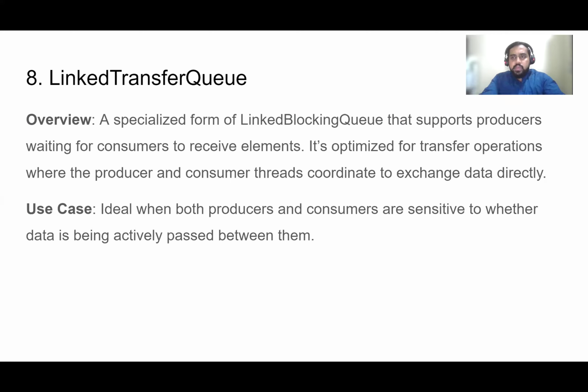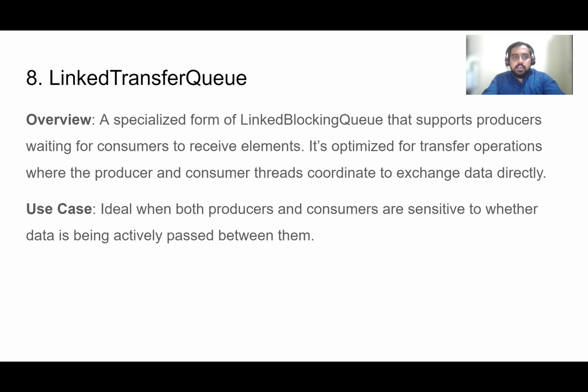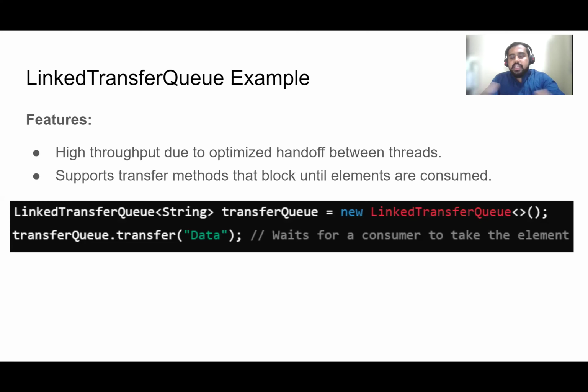So in the middle, we have one collection, the LinkedTransferQueue. What it will do is link both the producer and the consumer. A consumer waits until a producer provides data, and once data is provided, the consumer directly consumes it. This is ideal when both producer and consumer have sensitive data and data is being actively passed between them. So this is what LinkedTransferQueue is about: it directly transfers data from producer to consumer.